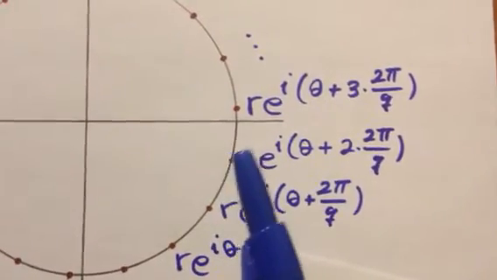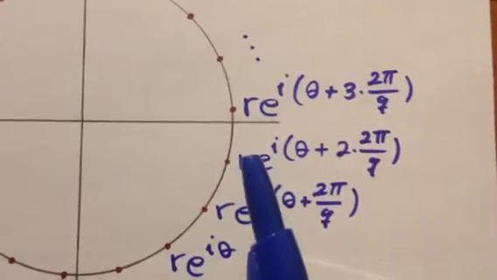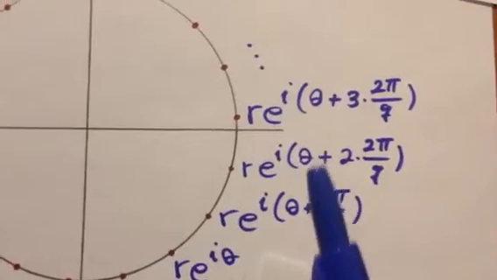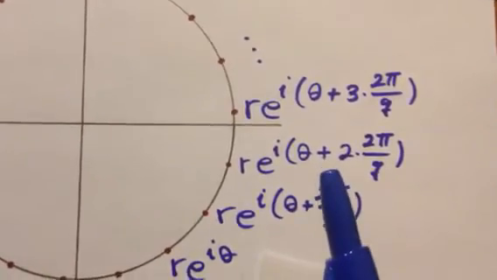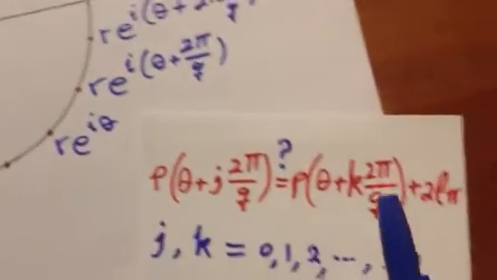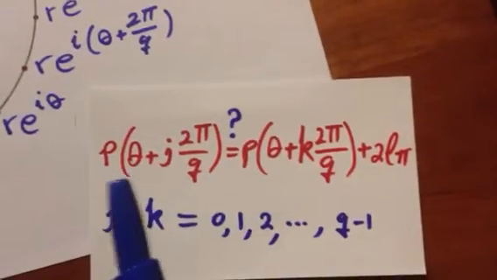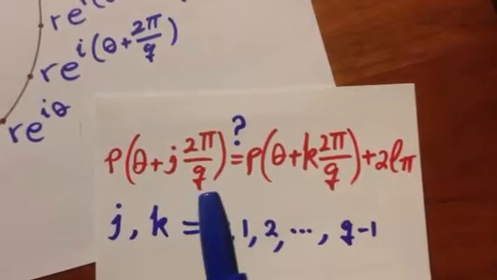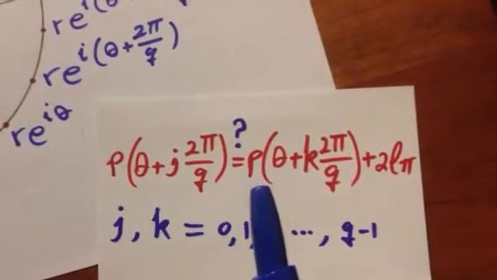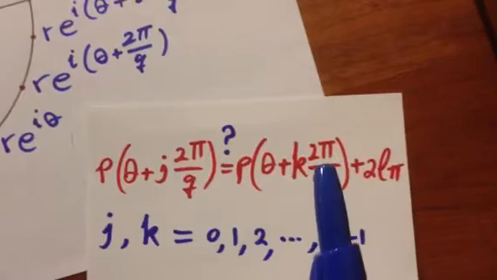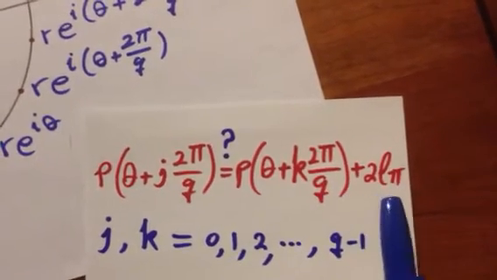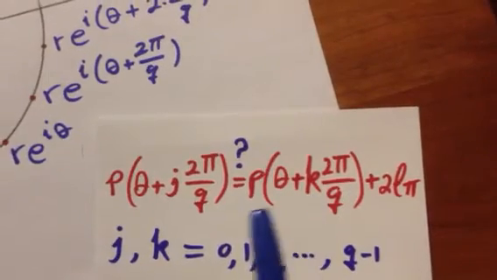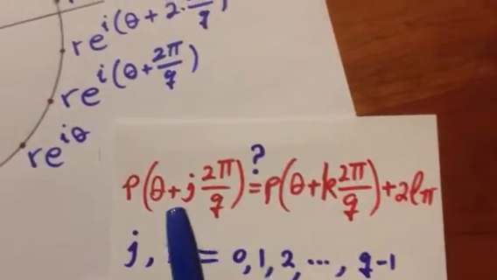The absolute values will be the same, r to the p, r to the p. What about the arguments? Each argument is multiplied by p. So if they are the same, then we get p times theta plus j times 2 pi over q equal to p times theta plus k times 2 pi over q plus 2 l pi, where l is an integer. Here k and j are two indices.